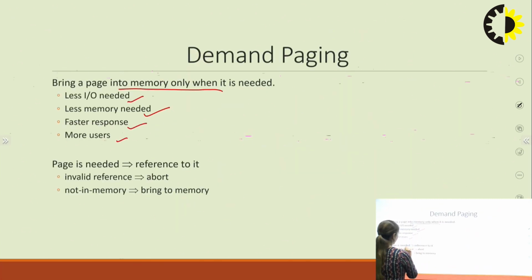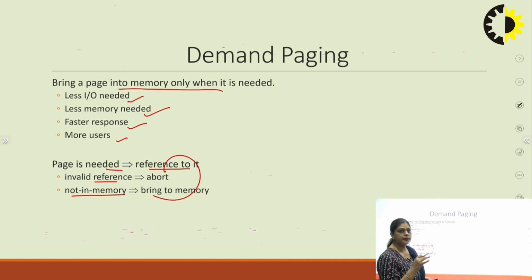When a page is needed, you have to refer to it, right? If it is an invalid reference, that means it is not in the memory and not in the backing store also, then we have to abort that. But if it is not in the memory, then we have to bring it to the memory with some mechanisms, right? We will discuss these mechanisms in the further presentation.